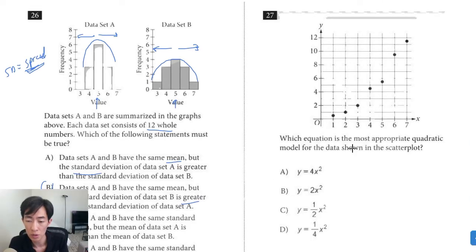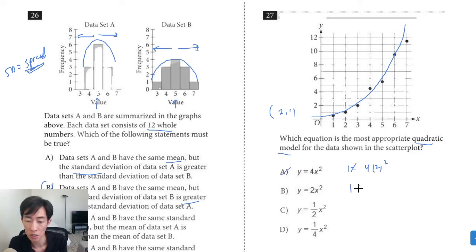Question 27, which is the most appropriate quadratic model for the data shown in the scatter plot? So a quadratic model would be something that looks like this. And keep in mind, the model may not actually fall on all the data points, but the easiest way to do this is pick a point and see if it fits. So I'm going to pick a point that's easy right here. Let's do 2, 1, and let's plug it in. So 1 equals 4 times 2 squared. Obviously that's not true because 1 does not equal 16. A is out. Not even close, by the way.